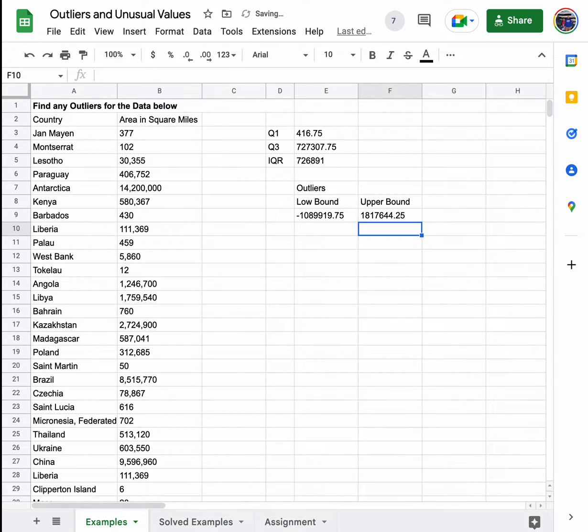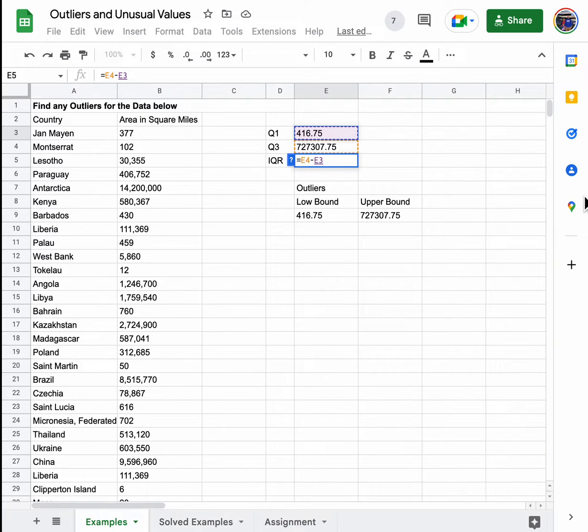How do you find the IQR? Q3 minus Q1. So IQR, I just did this number, so equals this number minus this number. Well, if I actually type anything, minus this number. I overwrote it accidentally. I'll do it again. Equals this number minus this number. All right, Q3 minus Q1.